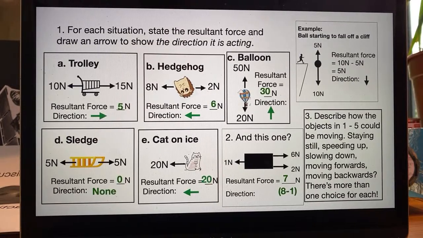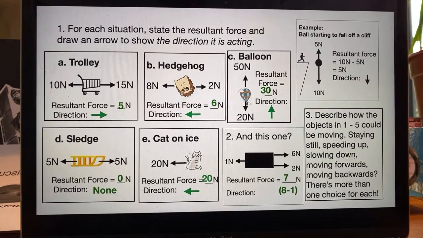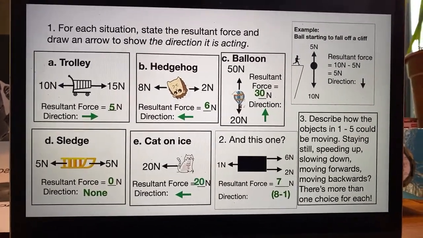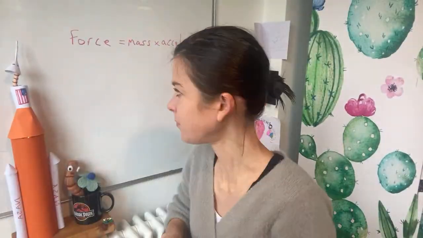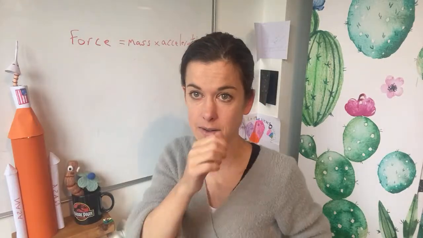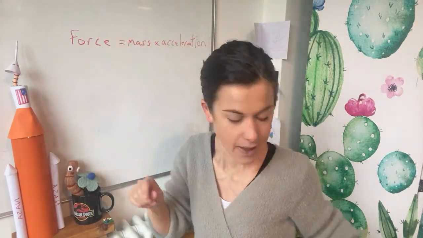Describe how each of the objects, 1 to 5, could be moving. I was quite pleased with that. I like thinking about this. I find it quite mind-bending. Let's have a look. So I will go back to that sheet if you want to write the answers down in a sec. So that's for a bit later.